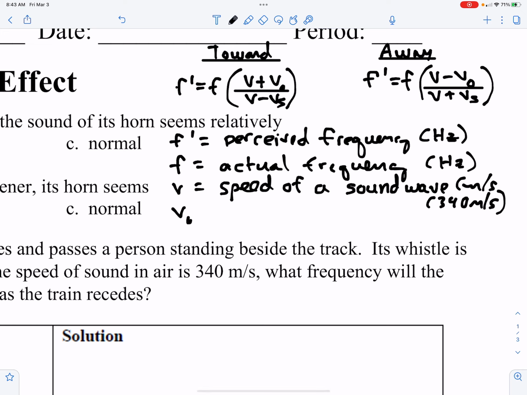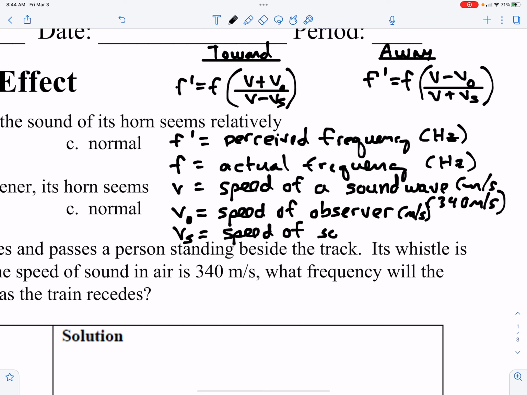V sub O, that's not V naught from the beginning of the school year. That's not initial velocity. No. V sub O is the speed of the observer. Now, if the observer is at rest, then that means the speed of the observer would be 0. If the observer is moving, obviously we're going to list their speed. V sub S is the speed of the source. Speed of the sound source.